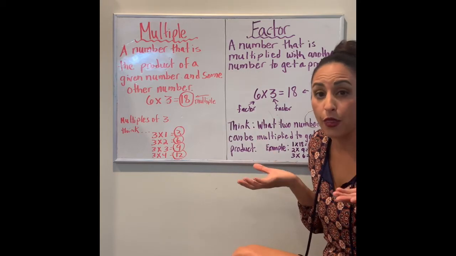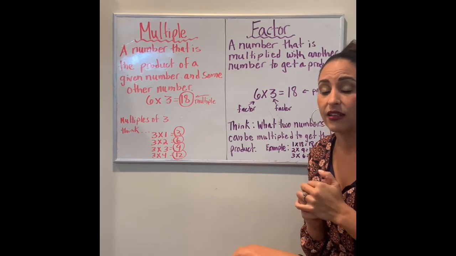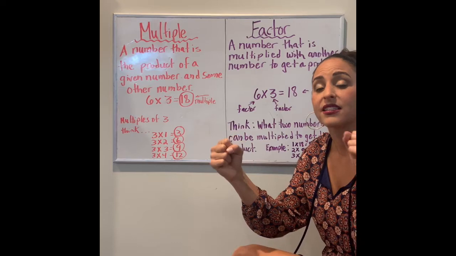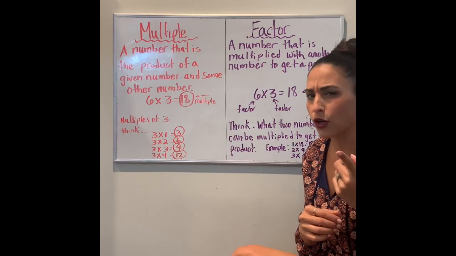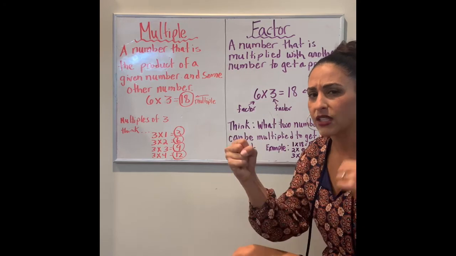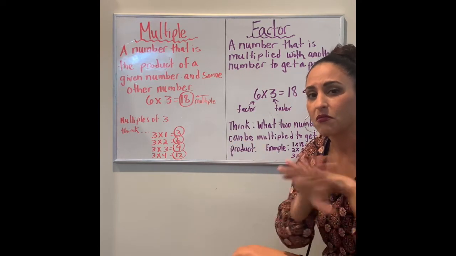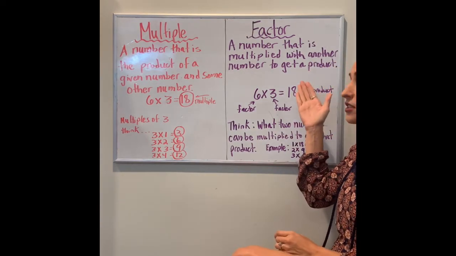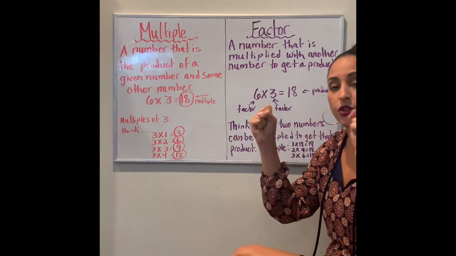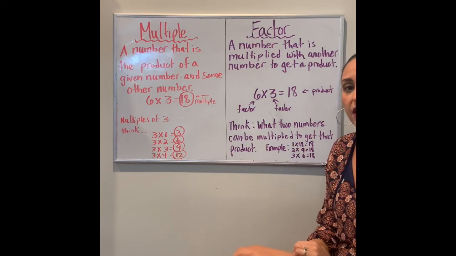Then ask myself, can 3 go into 18? Yes, it can. 3 times 6, I multiply them, I get 18. Okay? Can 4 go into 18? Can 4 times something give me 18? Nope, can't do it. All right? So factors, remember, they're the two numbers you use to multiply to get a product.